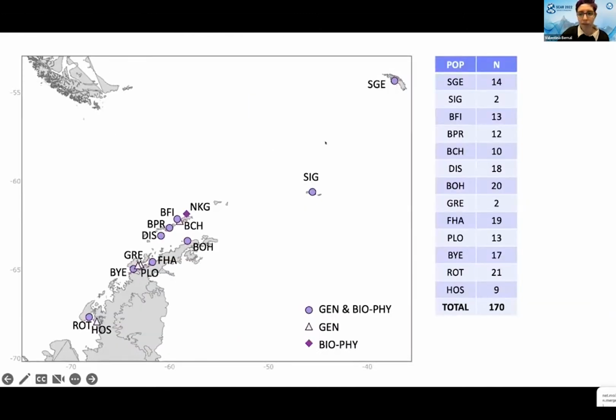So this is the map of the different localities where we have samples and that we include in the biophysical model. For the circles, we have all the samples that we have from genetic or genomic analysis and the biophysical model. There are also other localities where we only have genetic information, but we didn't include them in the biophysical model because they are very near to other localities. And one locality is only included in the biophysical model because we didn't have samples for genomic analysis. So we have a total of 170 samples for the genomic part.